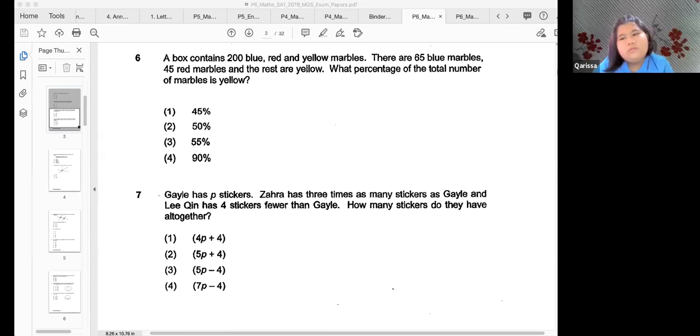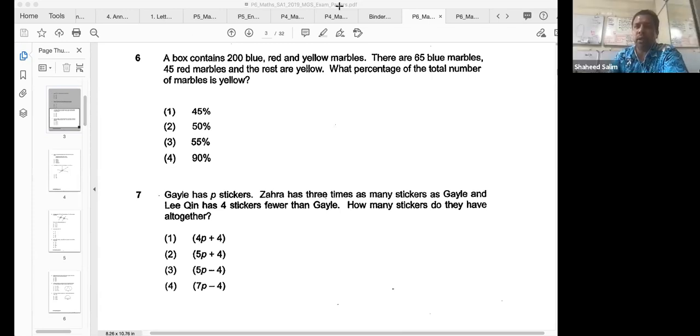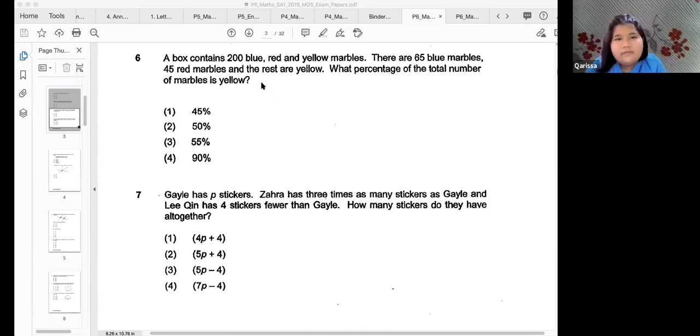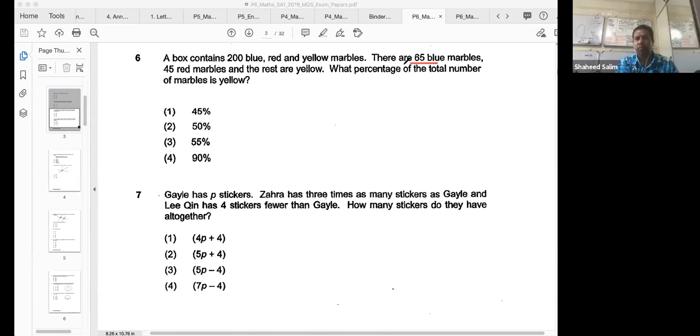Not sure, Chair? Not sure, okay. So now down here, we go through one by one, okay? Now, what's the total number of marbles, Miss Putri? 200. So there's 65 blue, 45 red. Can you find the yellow marbles? How many are there? 200 minus 65 minus 45, you get 90.